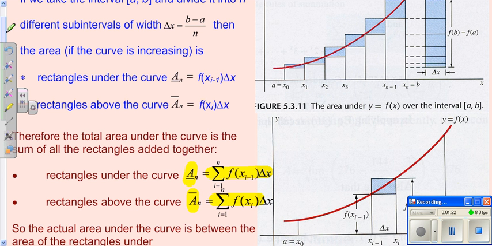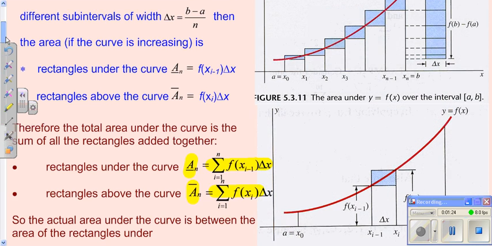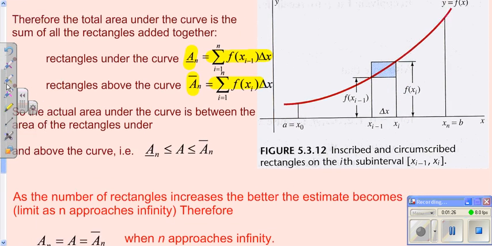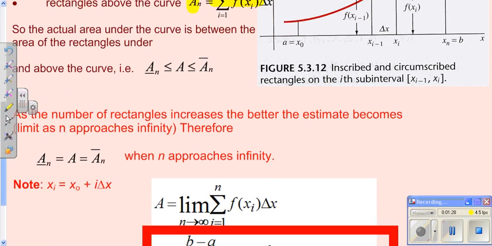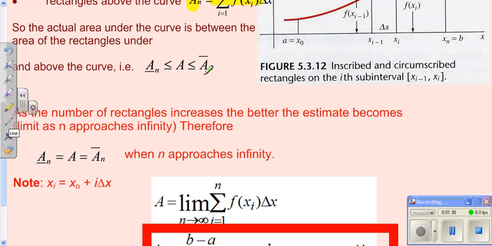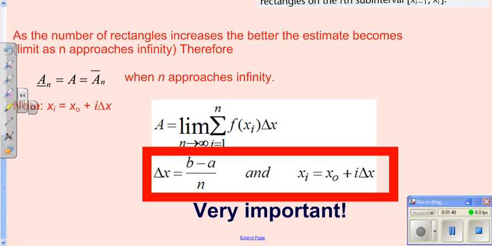Now, for the most part, all we want to do is increase the number of rectangles that we have. If we do that, the area below your curve and the area above your curve will be equal. And so therefore your area is equal to what you get from your upper and your lower. If you take the limit of that summation formula, we get this right here. That's the formula we're going to be using.